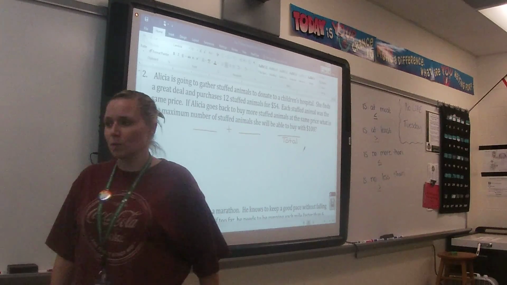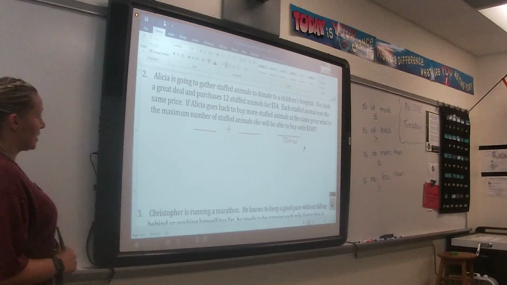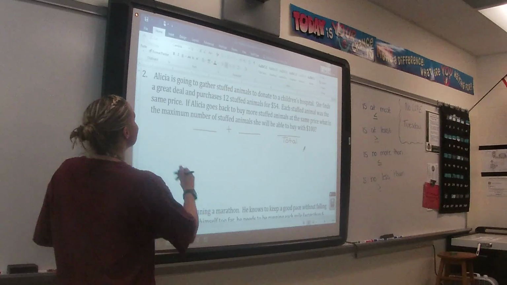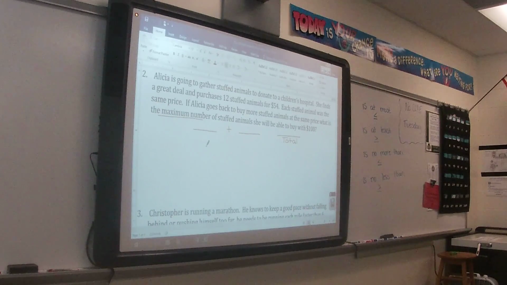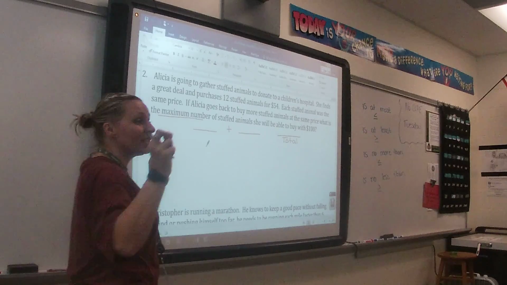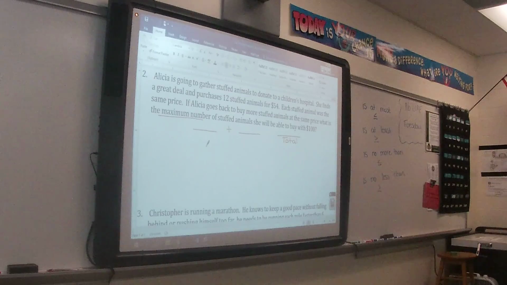But I didn't put in an equal sign because what words do we read differently this time? What word's different in here? The maximum. What is the maximum number of stuffed animals she can buy? So that's not saying she has to buy them all, right? That's saying what is the maximum potential. It's not just a single answer, right? We use an equal sign when there's one single possibility. We use an inequality sign when it's a sort of pick from a list of options.